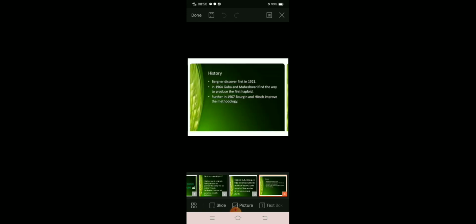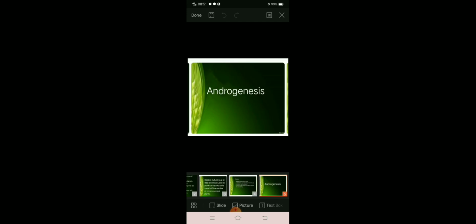So, history. Bergner discovered it first in 1921. In 1964, Guha and Maheshwari found the way to produce the first haploid. Further, in 1967, Virgin and Hecht improved the methodology.